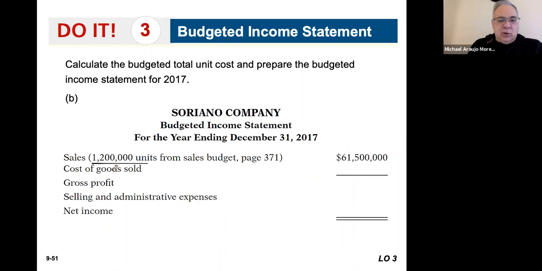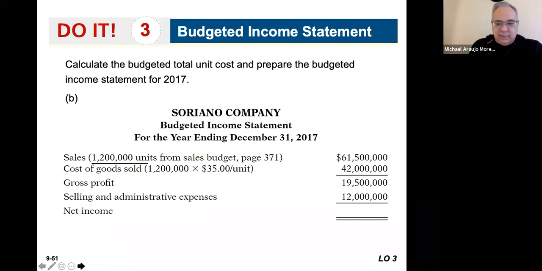The cost of goods sold, while we sold 1.2 million units, and we just calculated the cost of goods sold at $35 a unit. So our cost of goods sold is 42 million. Okay. That means that our gross profit is the difference, 19,500,000. They gave us the selling and administrative expenses already as a $12 million chunk of change. So we subtract that out, and that gives us a net income of $7.5 million.